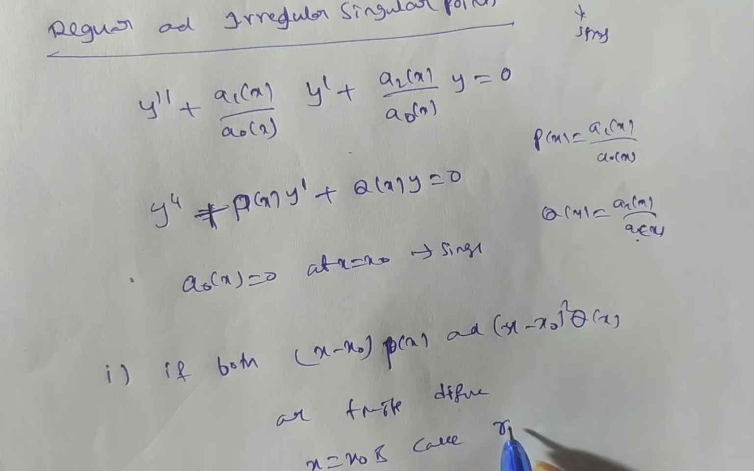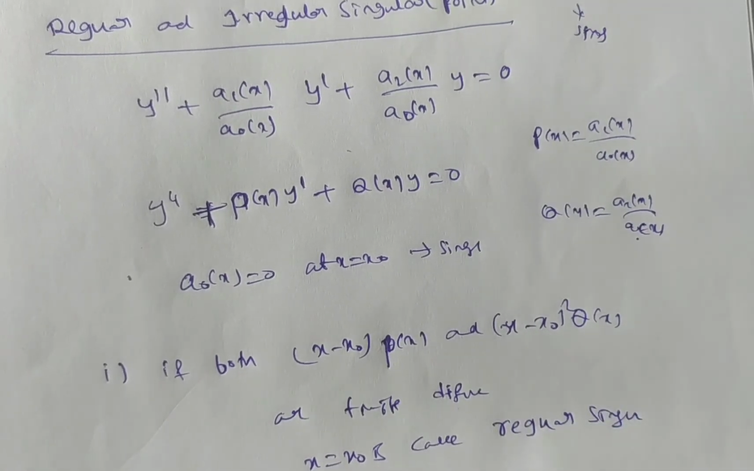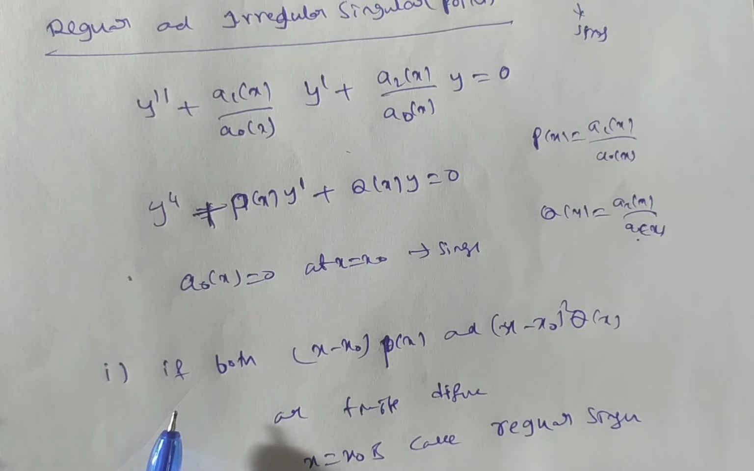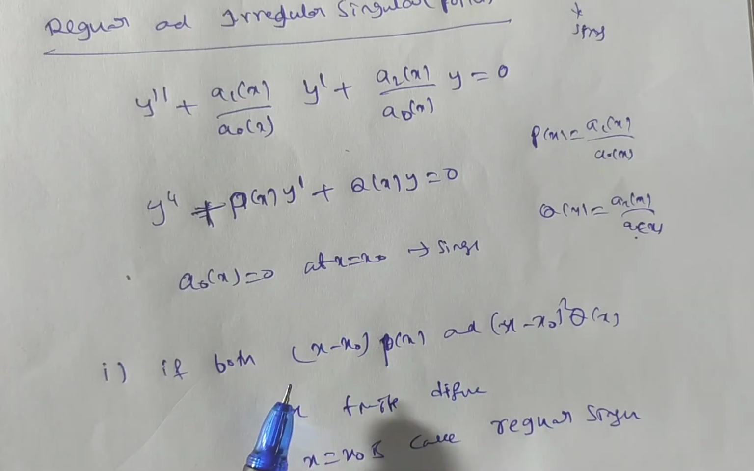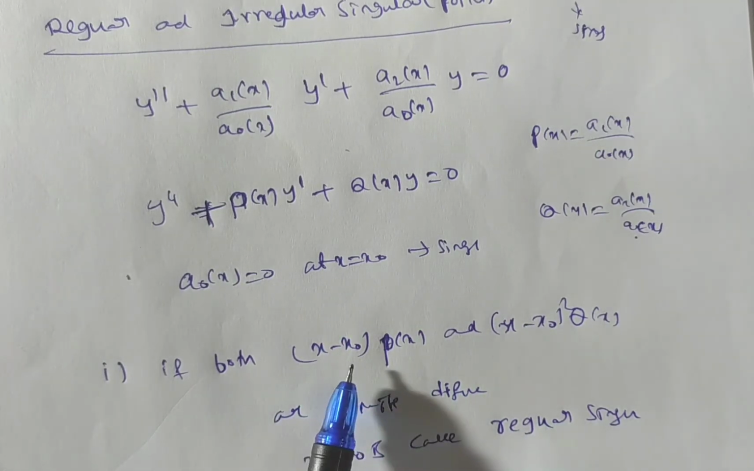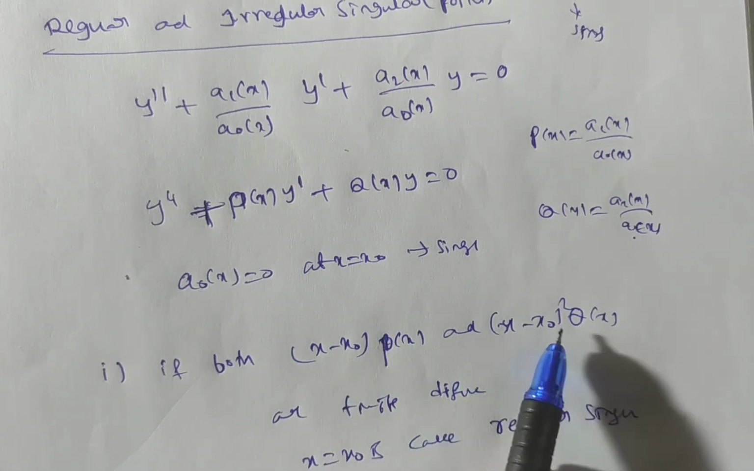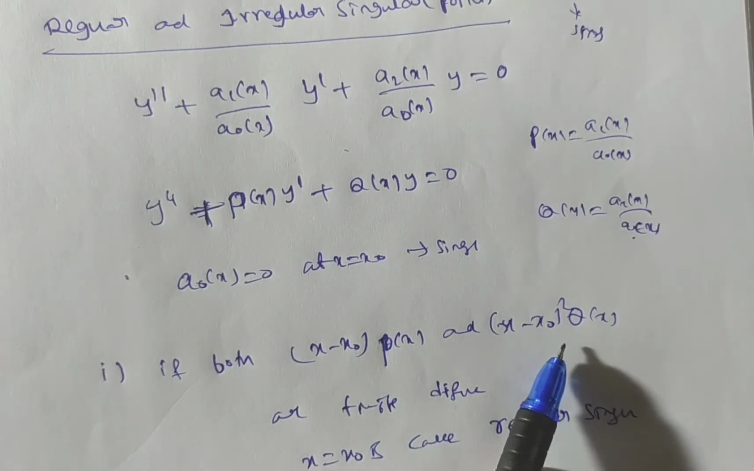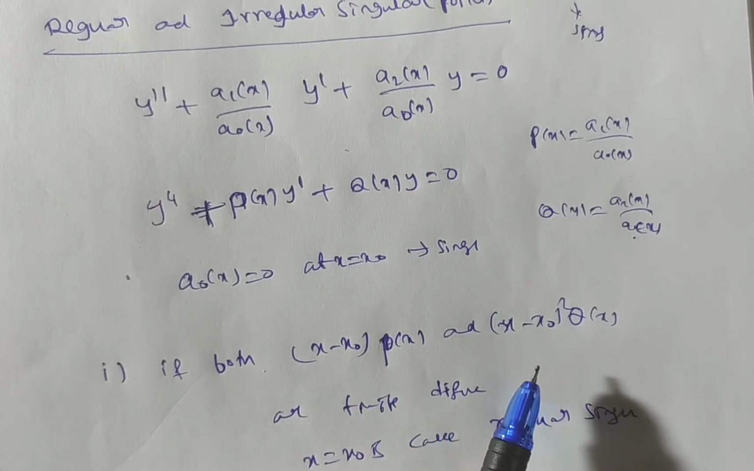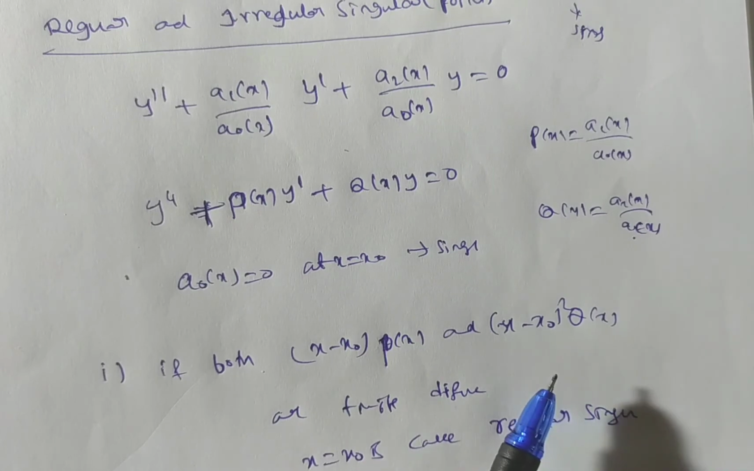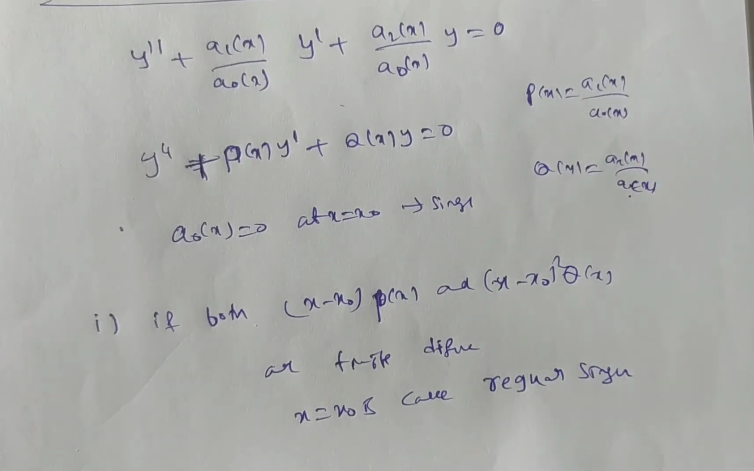Which type of singular point? Regular singular point. When can you say the given point is a regular singular point? First it should be a singular point. After that, x minus x naught into p of x and x minus x naught whole square into q of x should be analytic at x is equal to x naught, or simply, defined, meaning you get finite values. Then this singular point is said to be a regular singular point.